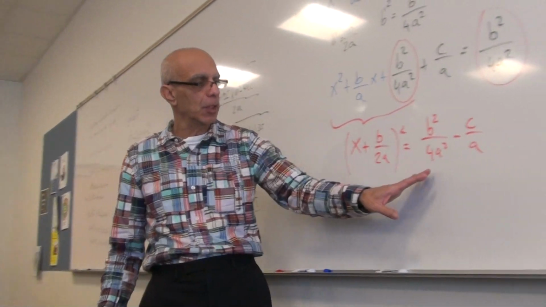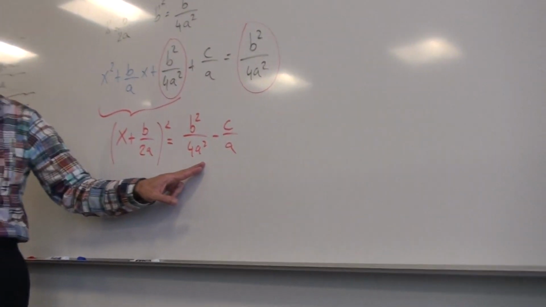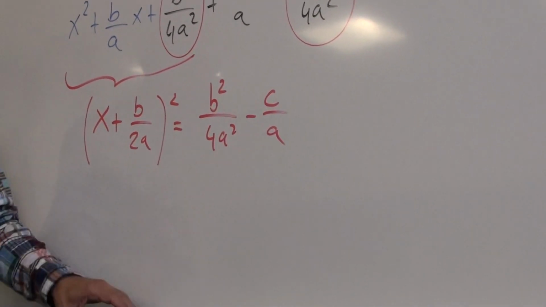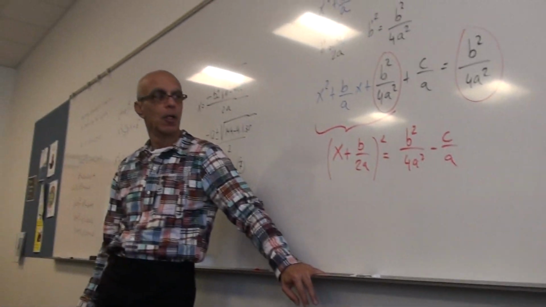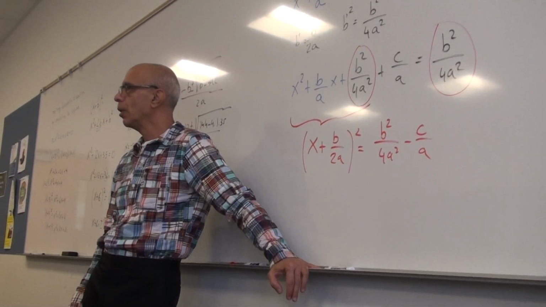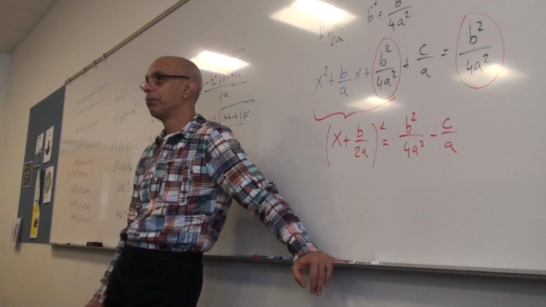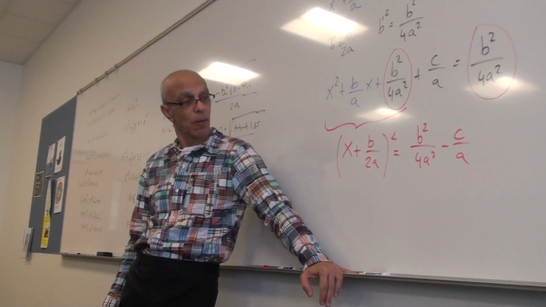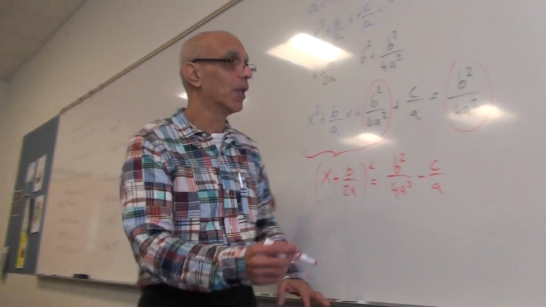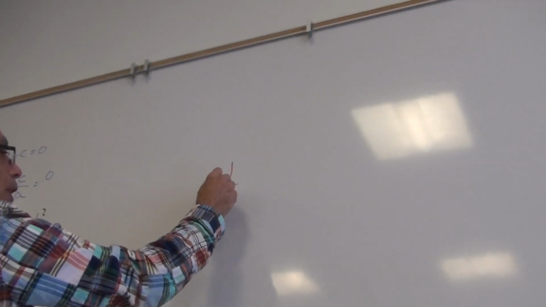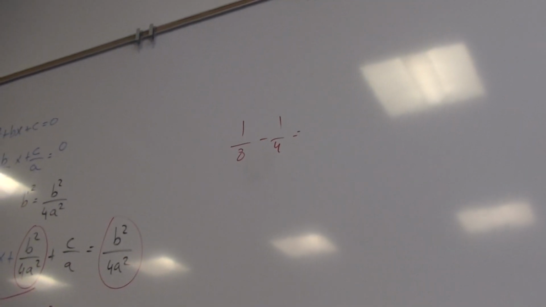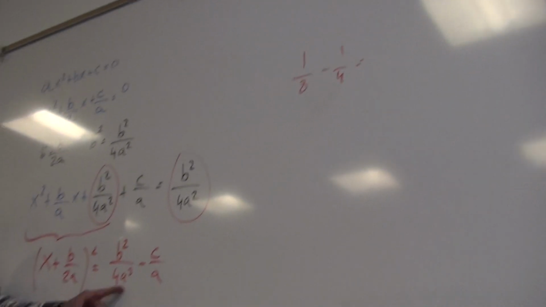Now, this is a subtraction between two fractions. I need to have a common denominator here. How can I figure out the common denominator? What is the common denominator here? 4a squared and a. What would be the common denominator? 4a. If I have, let's say, 1 over 8 and 1 over 4, what is the common denominator? 8, right? So the common denominator here is 4a squared.